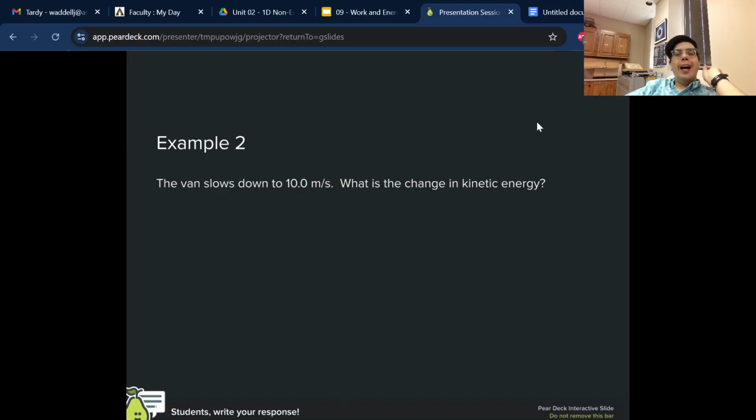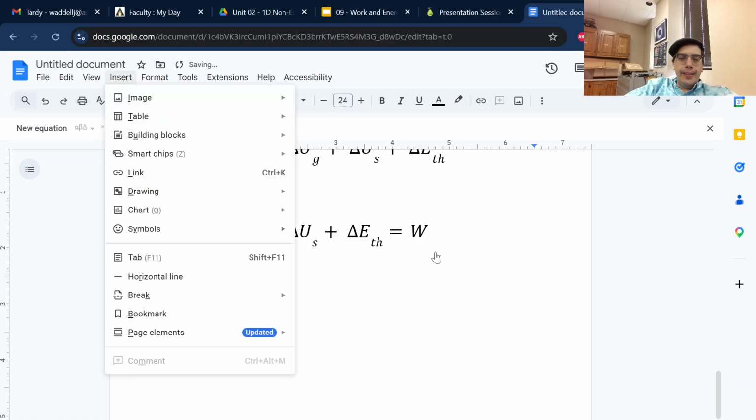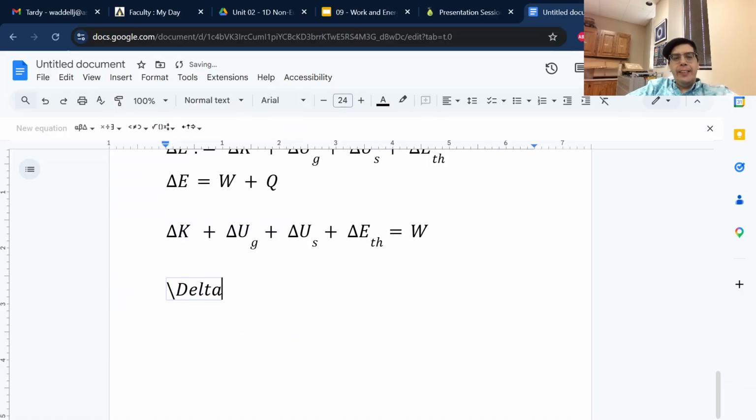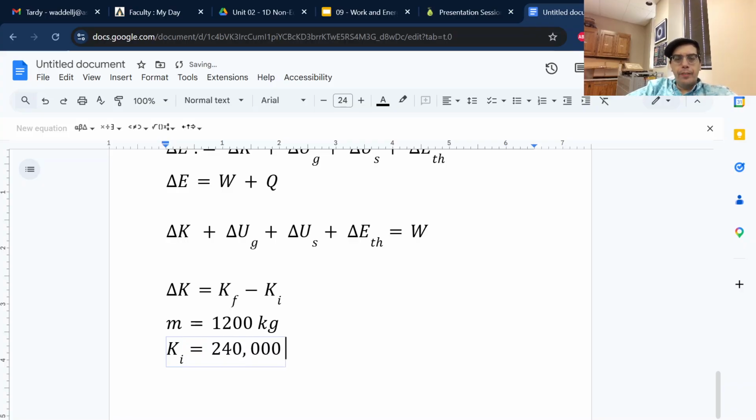Now, we are going to look at the change in kinetic energy. So remember that any change is equal to final minus initial. And the mass we had was 1,200 kilograms, and we just calculated that Ki was 240,000.